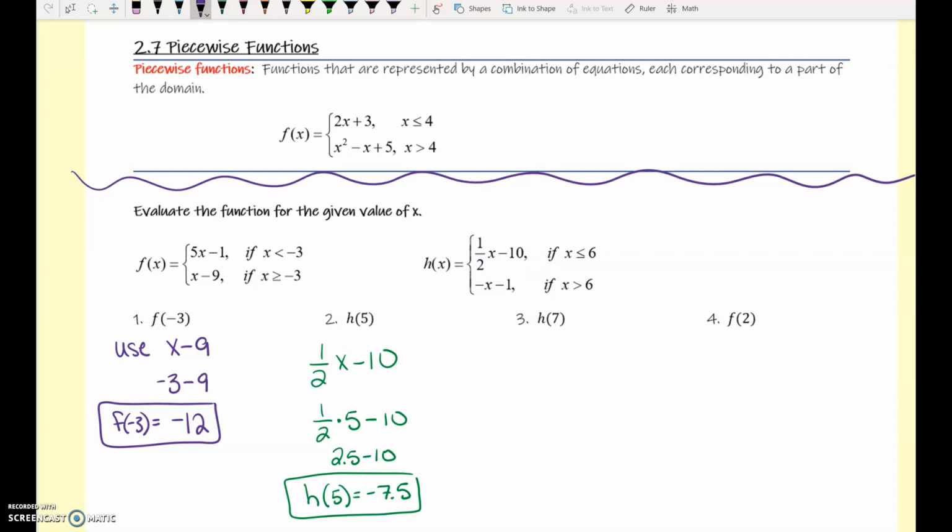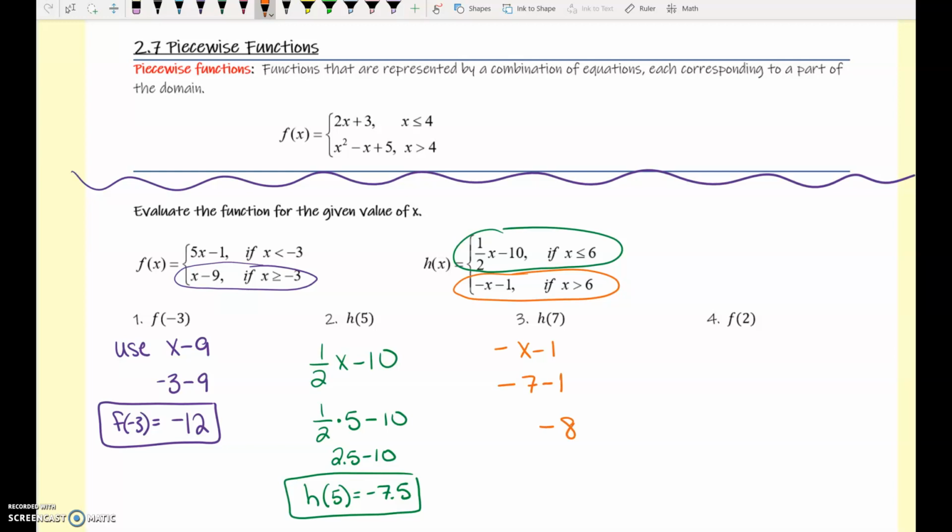Okay, actually, I'm going to use purple to show what we've done. So we used this one for the purple one. We used this one for the green one. If I could actually make my circle look nice. Okay, h of 7. So again, we're on the h function, the one on the right. 7 is bigger than 6, so we are going to use that bottom one, -x minus 1. Negative, then you plug the 7 in, minus 1, which is -8. So h of 7 is -8.